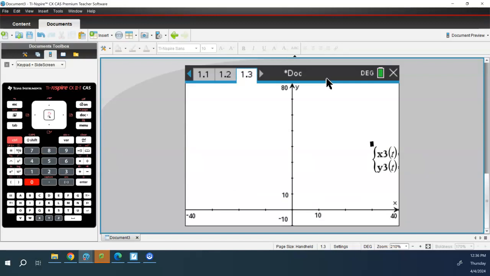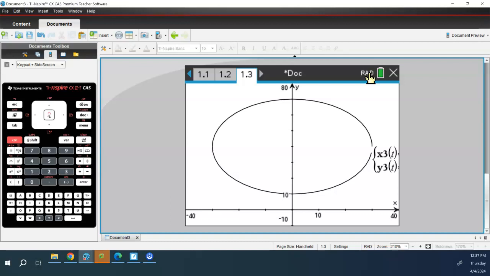What's wrong? Here's my Ferris wheel ride. Right there. What's wrong? We're in degrees. We need to be in radians. There's our Ferris wheel ride. Doesn't look very round, does it? Okay? That's just the distortion of the ratio of the screen that you're seeing.